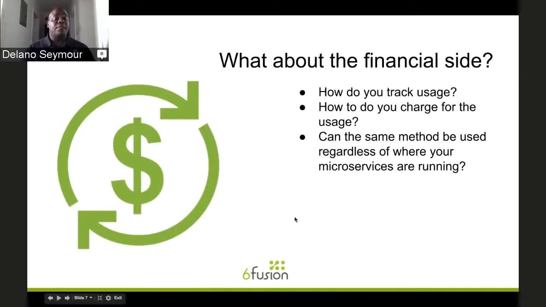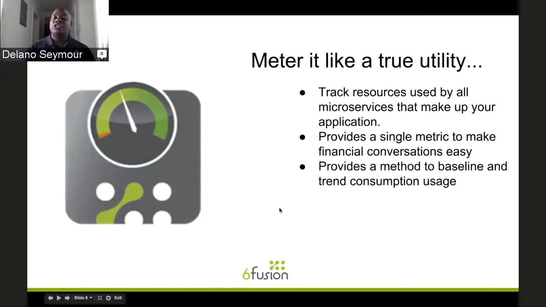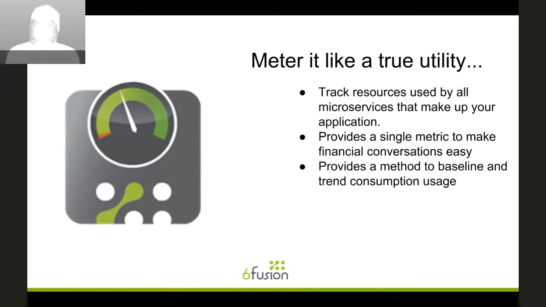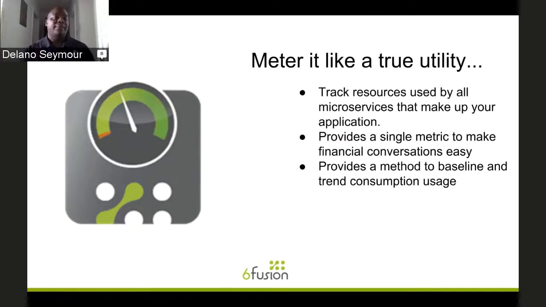And OpenShift provides both an enterprise product and a cloud product. So you want to be able to get that holistic view. So what is the solution? 6Fusion believes the solution is that you can meter it like a true utility, where you can track resources used by all microservices that make up your application. You can provide a single metric to make that financial conversation easy, removing friction and allowing users to understand their consumption intuitively. It also provides a method to baseline and trend your consumption over time.